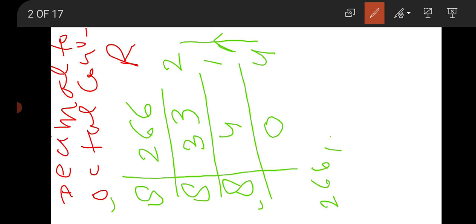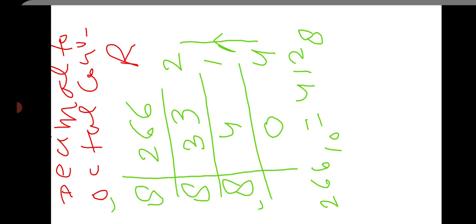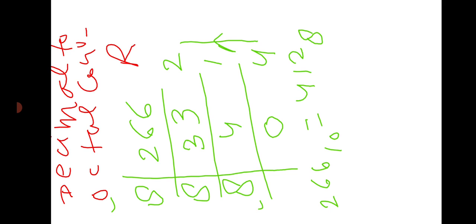That means if we are going to convert 266 from base 10 to an octal number, the result will be, we have to start from the bottom, 4 1 2 in base 8. So this is the process to convert a decimal number into an octal number. I hope you have understood this concept to convert any number from decimal to the octal number system.